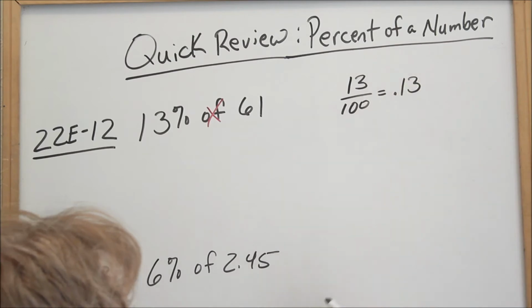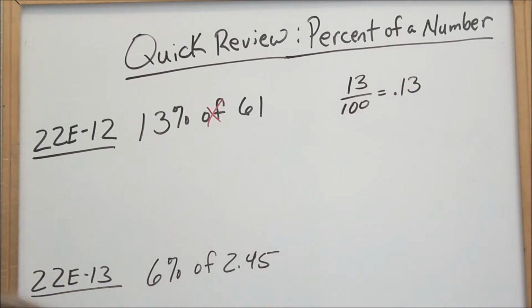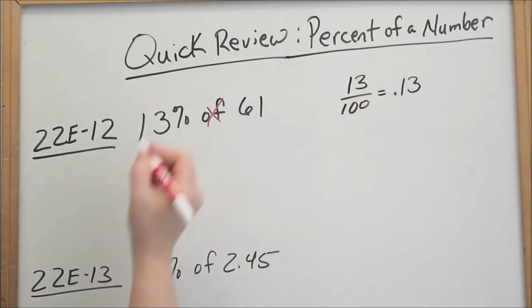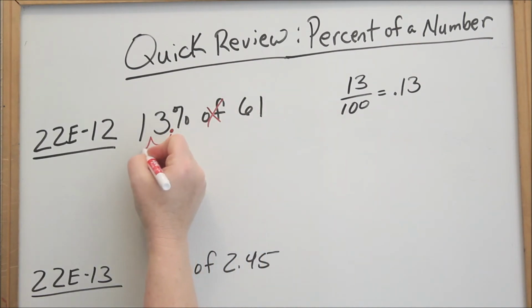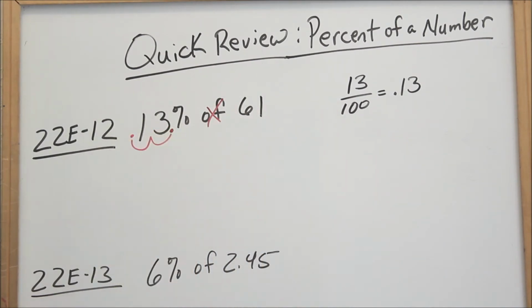If you don't believe me, you can do it in your calculator. But when you divide by 100, here is where your decimal is for 13%. When you divide by 100, it moves your decimal place to the left. Dividing moves it to the left to make the number smaller. And when you divide by 100, 2 zeros, moves your decimal place 2 times. And it goes to the left.